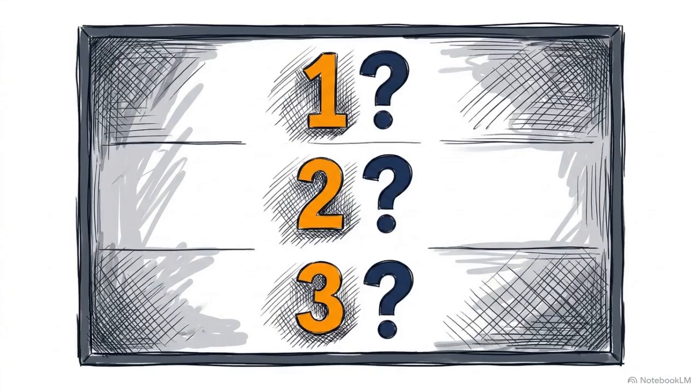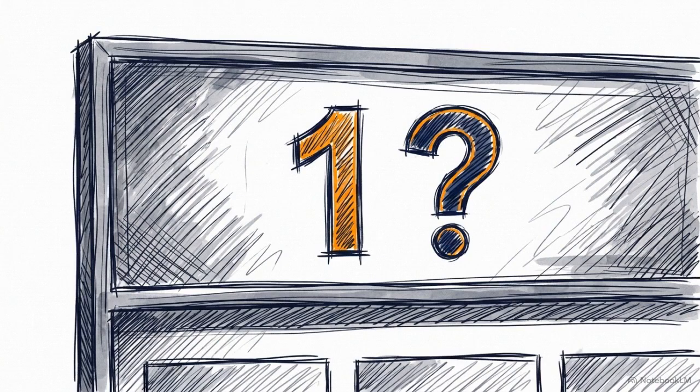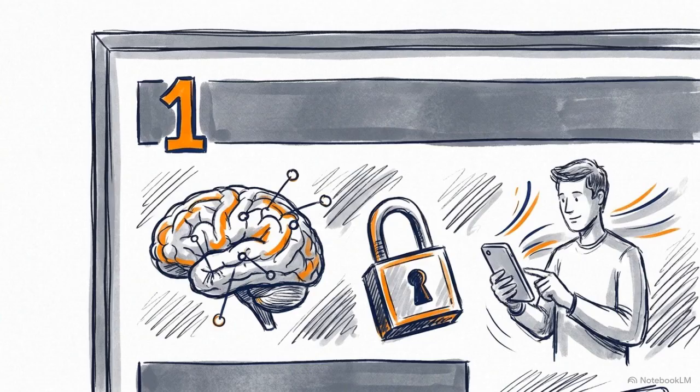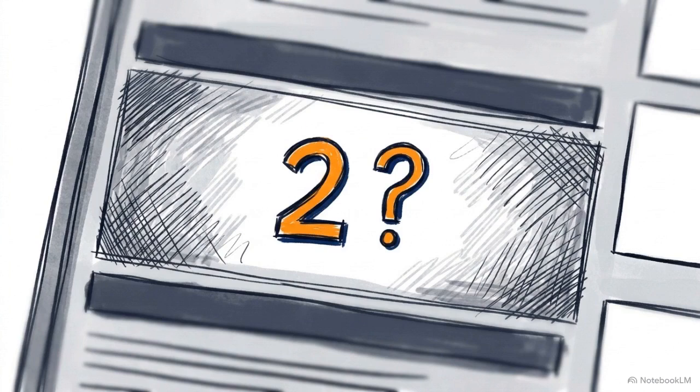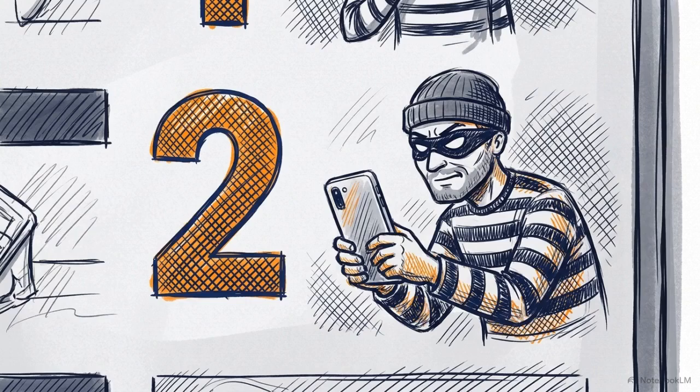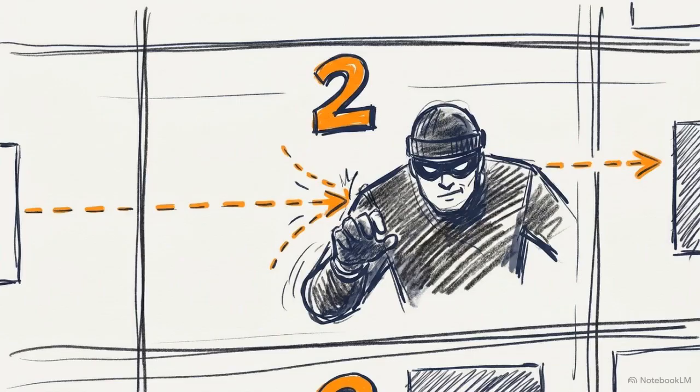Let's do a quick review to lock in what we covered today. This board has 3 key questions to test your understanding of multi-factor authentication. Question 1. What are the 3 common authentication factors? They are something you know, something you have, and something you are. Question 2. What is a major vulnerability of relying on SMS text messages? The answer is SIM swapping, where an attacker tricks a carrier into transferring your phone number to intercept your texts.